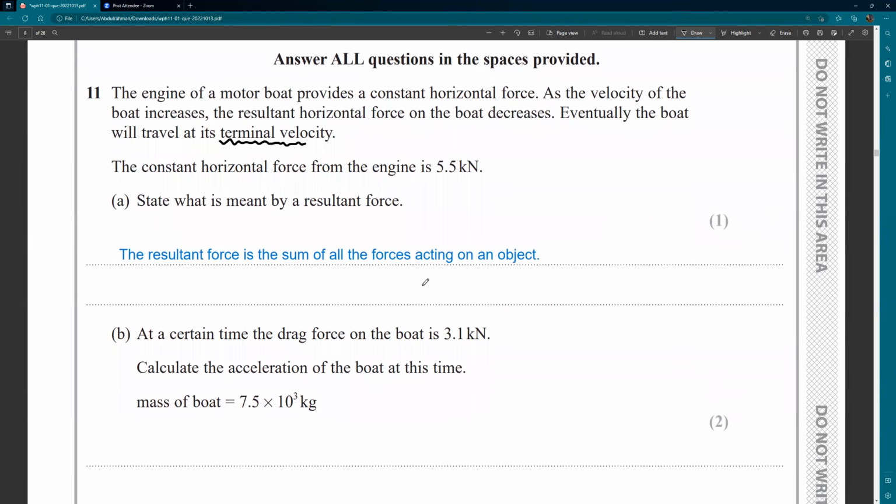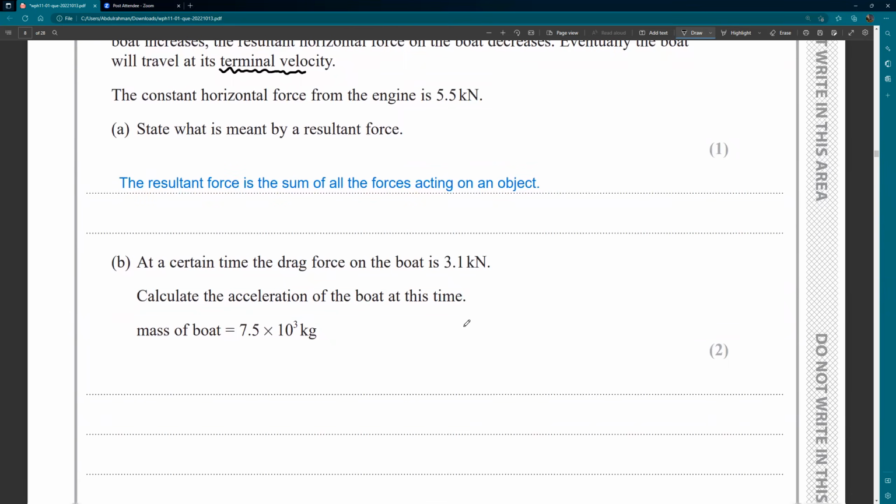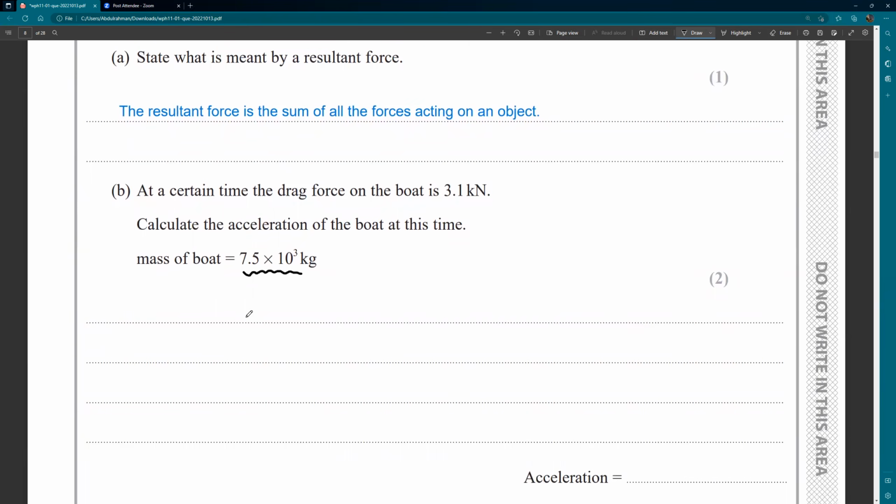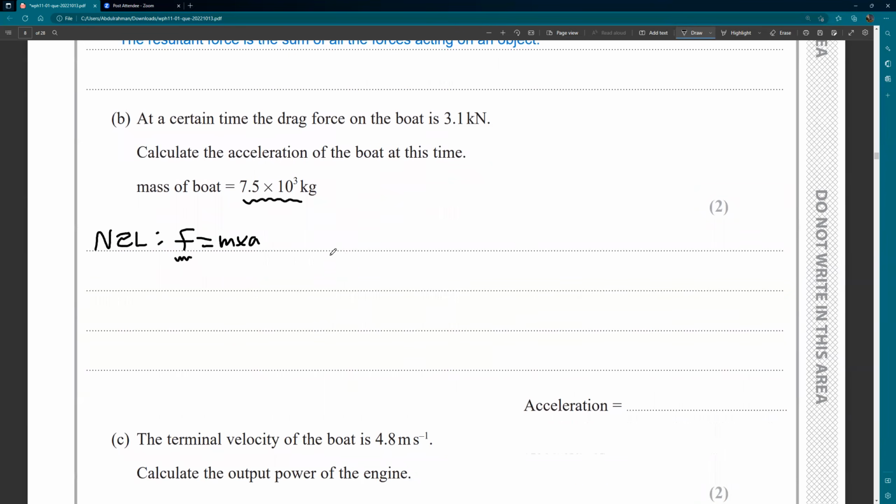Okay, at a certain time, the drag force was 3,100 newtons. Calculate the acceleration of the boat at this time, and it's given us the mass. So since we're finding acceleration and given mass, of course we're going to say from Newton's second law, F is equal to mass times acceleration, where F is the resultant force. Always remember that this force in Newton's second law is the resultant force. So we could say that acceleration is the resultant force over the mass.